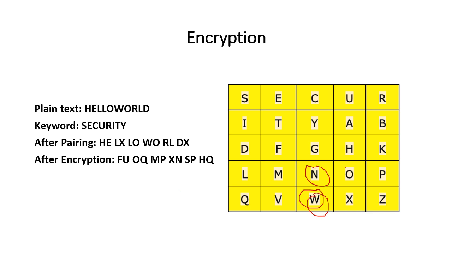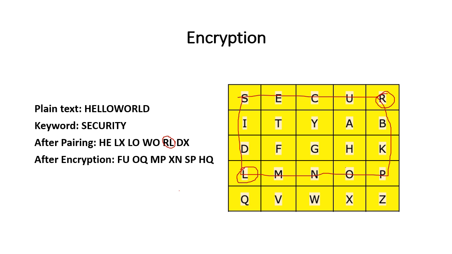Yes, R and L. For this pair, we have to find where R and L are appearing, right? R is here, and L is here. So this pair is also appearing in different rows and different columns, right? So for this we have to form the rectangle and replace the letters with the letters appearing at the corners of the rectangle.